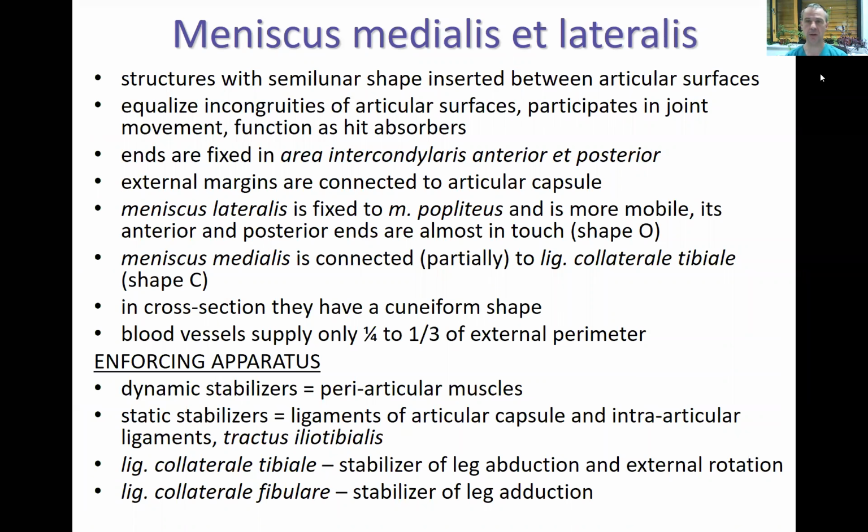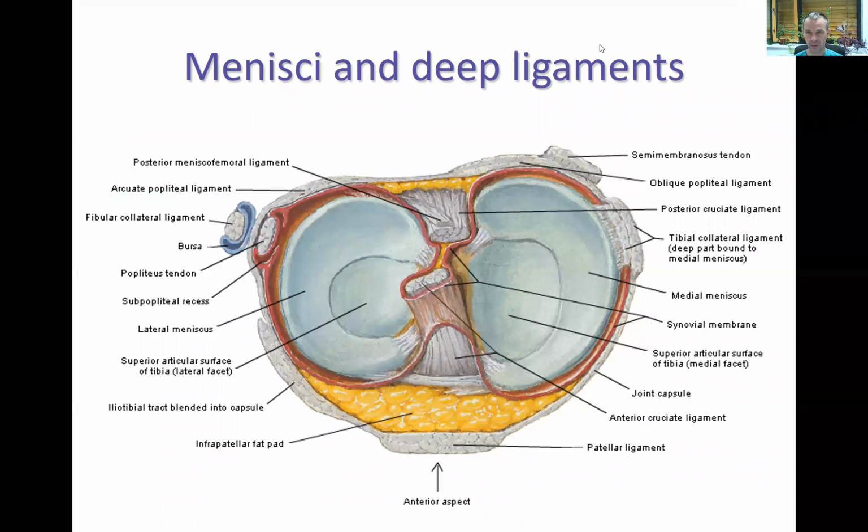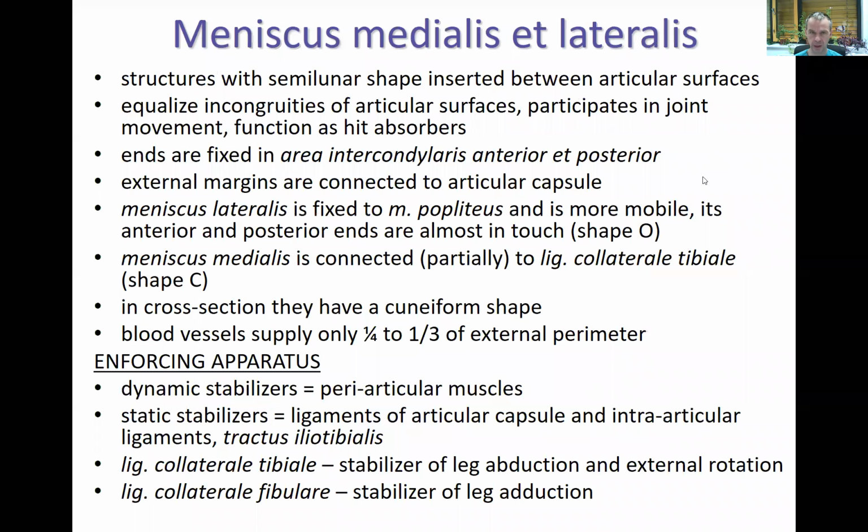Okay, and now let's talk about the details of the menisci. As for the shape of the menisci, we have already talked about it. The medial meniscus has the shape of the letter C, so it's oval or semi-oval. The lateral has the shape of an O, so it's semicircular or circular. The shape is based on the shape of the superior articular surface of the tibia. So that's for the shape.